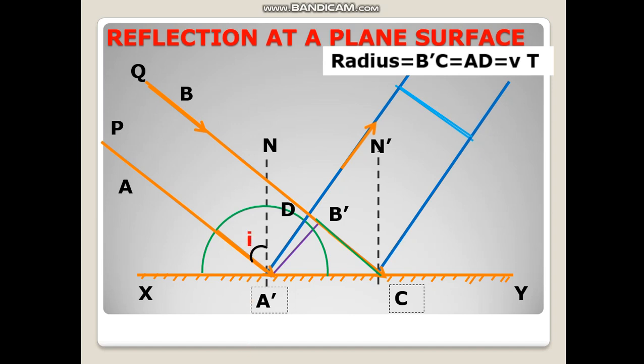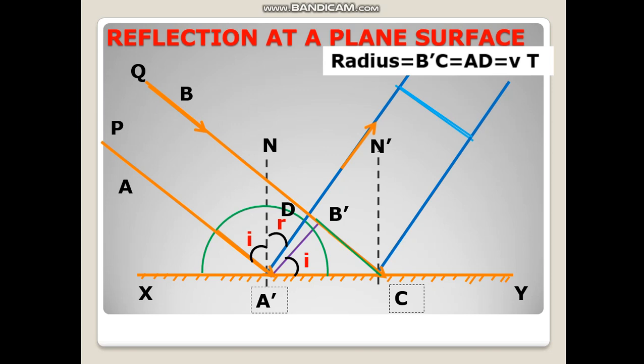Now let us see this angle. This is angle i. It is the angle of incidence. It is the angle between the incident ray and the normal. This is the reflected ray. It is the angle between the normal and the reflected ray. Now this comes out to be i. We take the wavefront and the wave normal. They are always perpendicular to each other. The orange line and the blue line, it is 90 degrees.